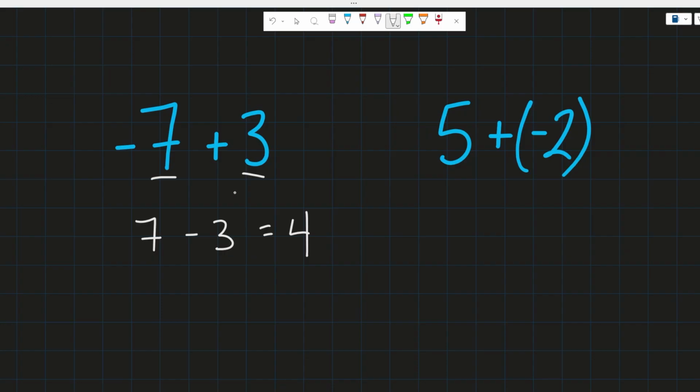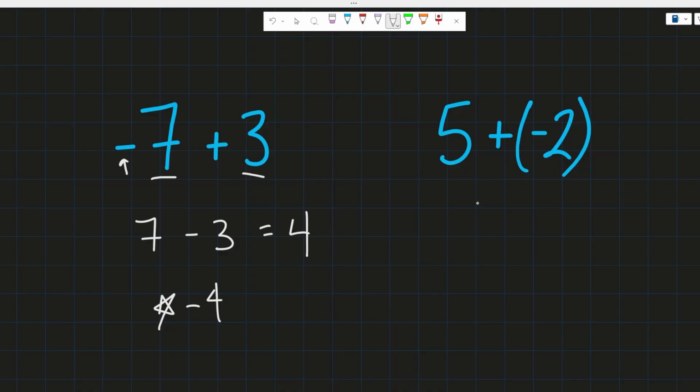And now we need to go back into the problem. So which is bigger, 7 or 3? And 7 is going to be the bigger number. And in this problem, it's negative 7. So we need to take this negative and attach it to our answer. So our answer isn't 4. Our answer is actually negative 4. All right. So again, subtracting, going back, looking to see which number is bigger, and then taking that sign and having that as our answer.